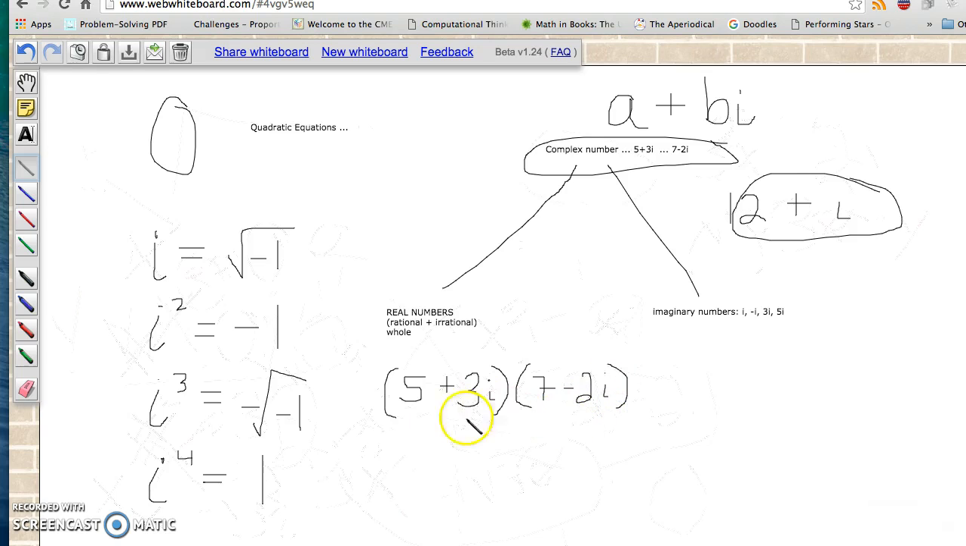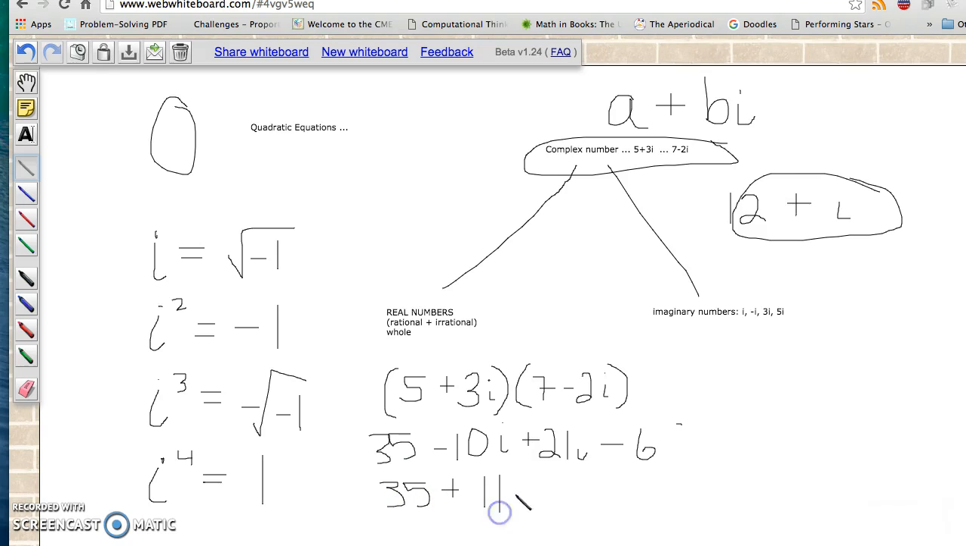All right, so FOIL. You go, okay, first is 35, and then outside would be -10i, and then inside would be plus 21i, and then last would be minus 6i squared, right? So I simplify that: 35 plus 11i, right? Combine like terms.